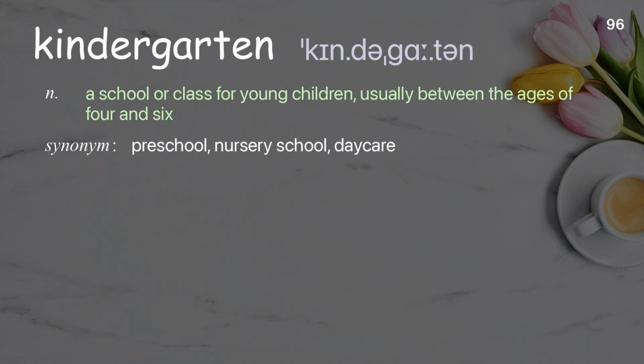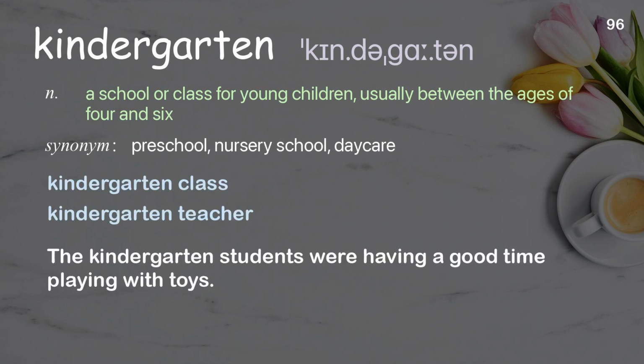Kindergarten. A school or class for young children, usually between the ages of 4 and 6. Examples: kindergarten class, kindergarten teacher. The kindergarten students were having a good time playing with toys.